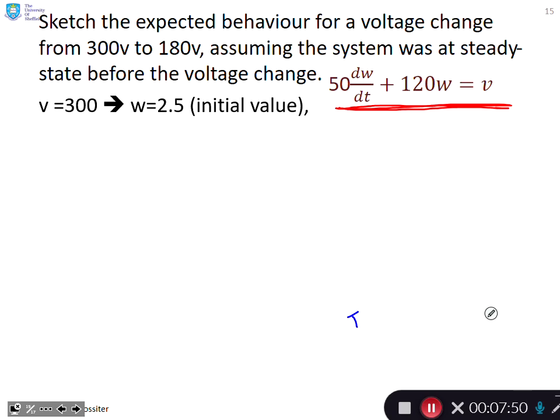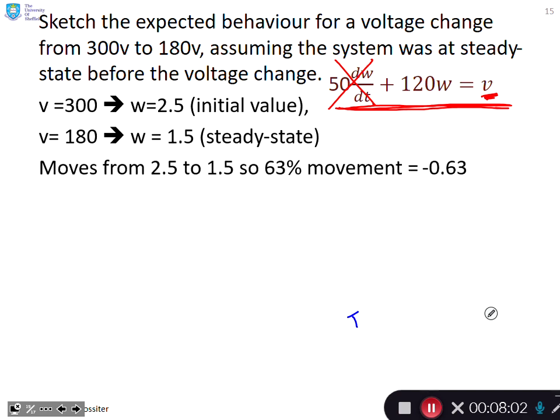If you substitute v equals 300 into this equation, and obviously we're looking at steady state, so we ignore the d over dt, we end up with omega equals 2.5. Where do we finish? Well, if v is 180, we get omega equals 1.5. So we've got a start point and an end point. We also know the system moves from the start point to the end point, and it moves 63% of the way in one time constant.